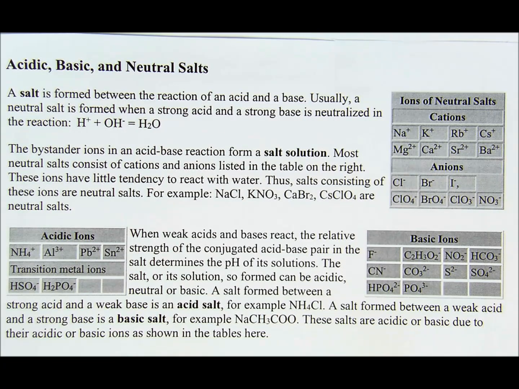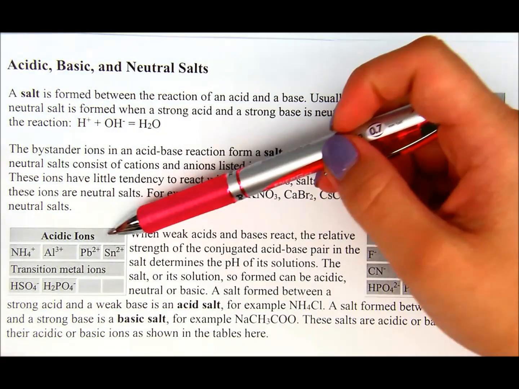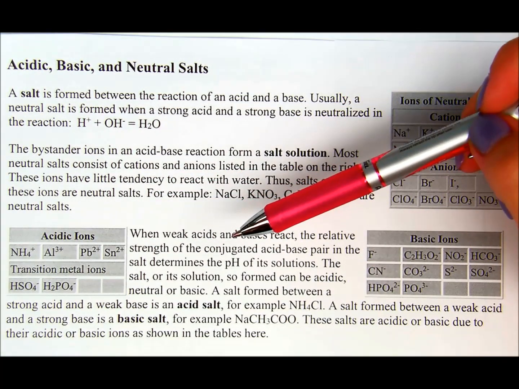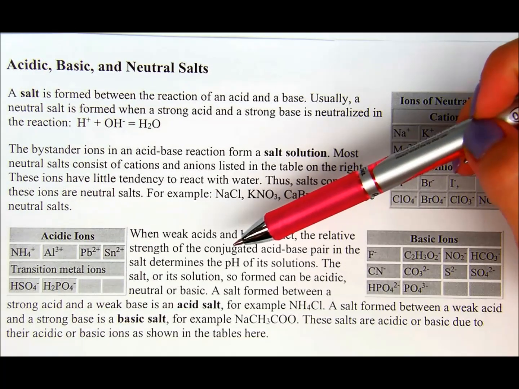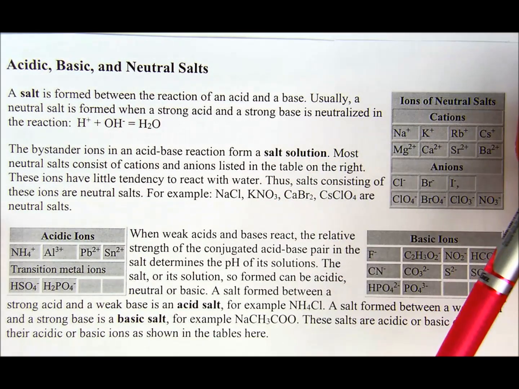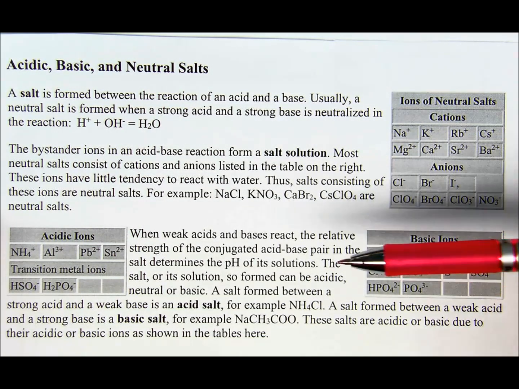Okay, so hopefully you read that. Let's talk about it a little bit. So really, you are going to need to know the difference between basic ions and acidic ions. When weak acids and bases react, they make a salt, right? And that salt, or the acid-base pair, is going to determine the pH in solutions. So the salt can be acidic, neutral, or basic.